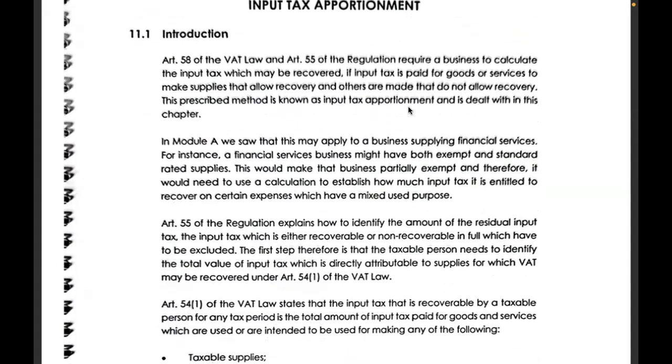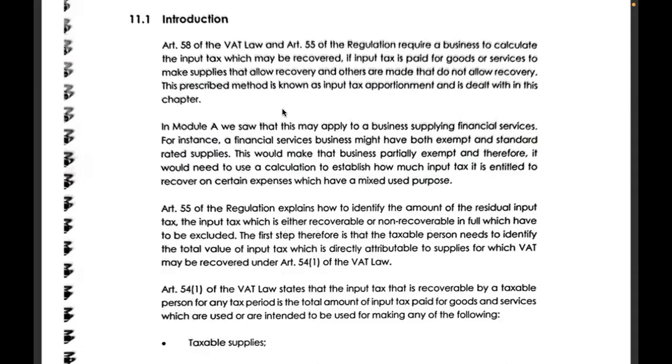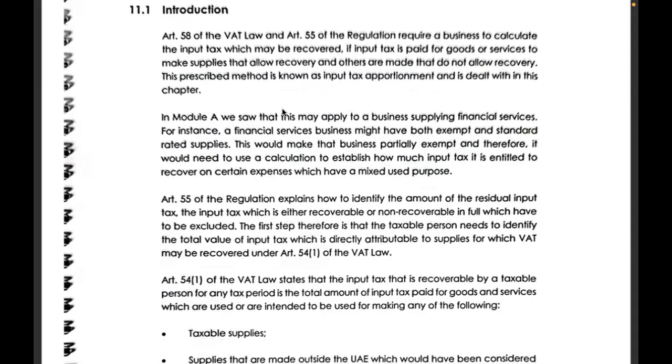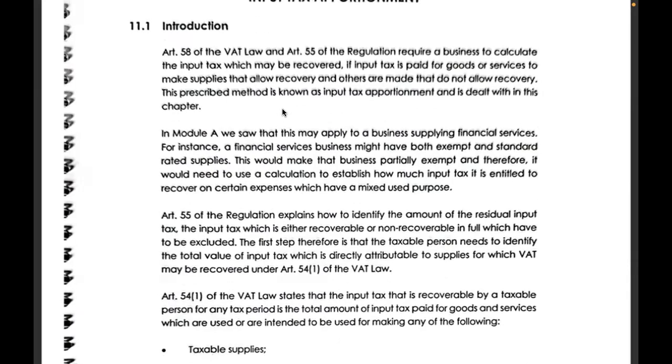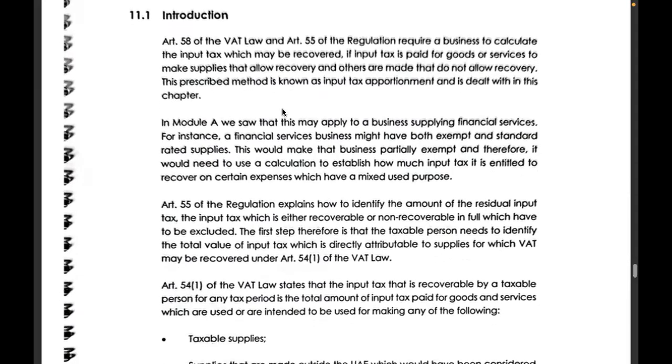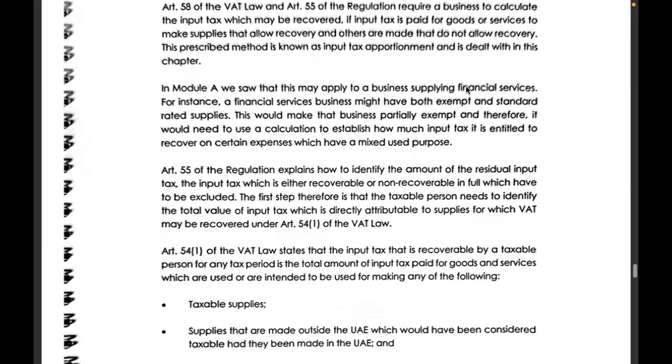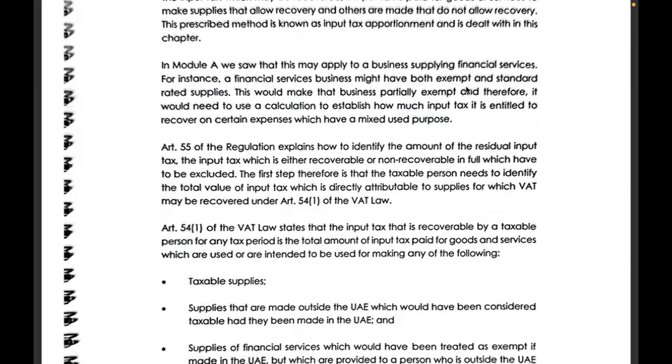Now, input tax may be paid for goods and services used to make supplies that allow recovery, and others are made that do not allow recovery. Why? Because it can happen because of exempt supplies. So that input VAT which pertains to exempt supplies is basically blocked. You cannot recover it. This prescribed method is known as the input tax apportionment, and we are going to look at it in detail.